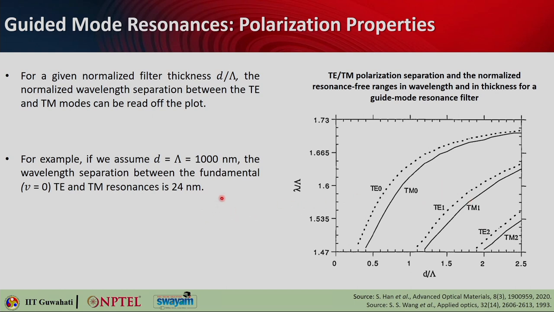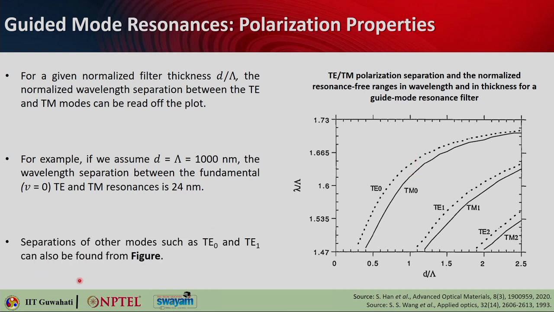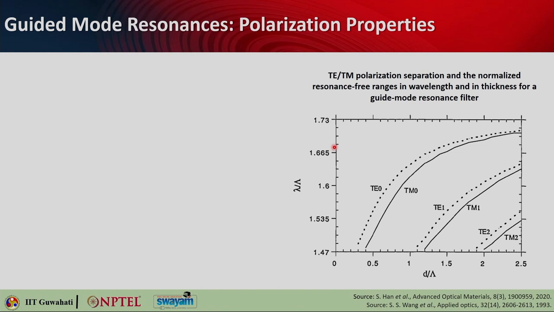So, if you assume that d equals say 1000 nanometer, you can see that for the fundamental mode, that is nu equals 0, if you consider the separation between the TE0 and TM0, you will find that the resonances are separated by 24 nanometer. That you can find from this particular graph. Other kinds of separations, like the separation between TE0 and TE1, when you take this value, you can actually have TE1 mode as well as TE0 mode, and find out what is the lambda corresponding to these two resonances. So, this particular figure is very important because it gives you all these resonance positions and also tells you about the resonance free regions.